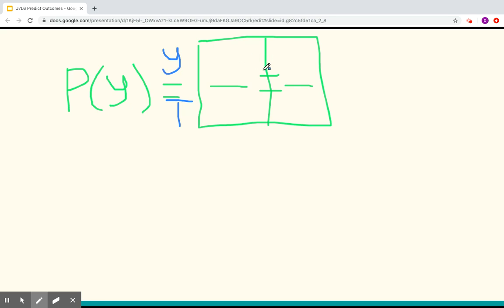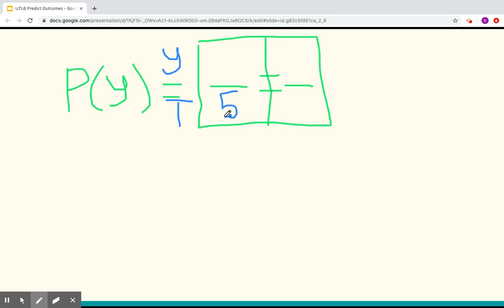So take a look at the spinner on your student handout. And let's see the total number of outcomes, right? So how many sections are there in the spinner? And I see a red, I see a yellow, I see a blue, a white, and a green. So it looks like there are a total of 5 sections. So there are 5 total outcomes, okay?